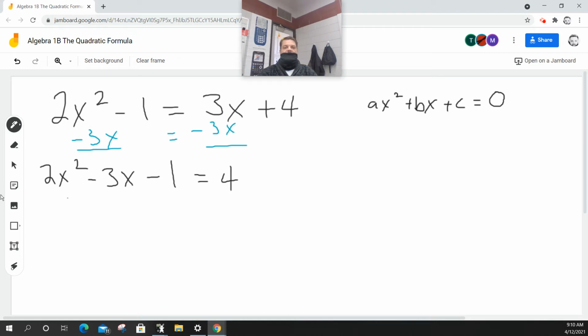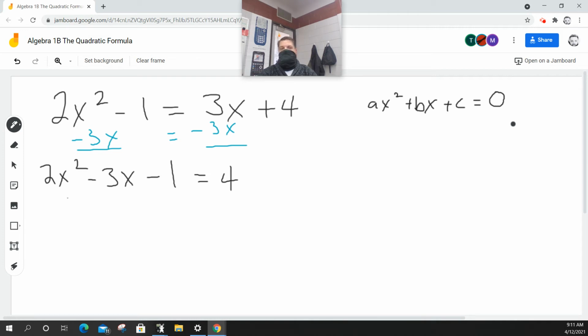It kind of looks like ax squared plus bx plus c. Am I done? Compare this one to this one. All of you that think that I'm done, go ahead and raise your hand real quick. All of you think I need to do something else, raise your hand. Okay, can somebody tell me what the something else is?